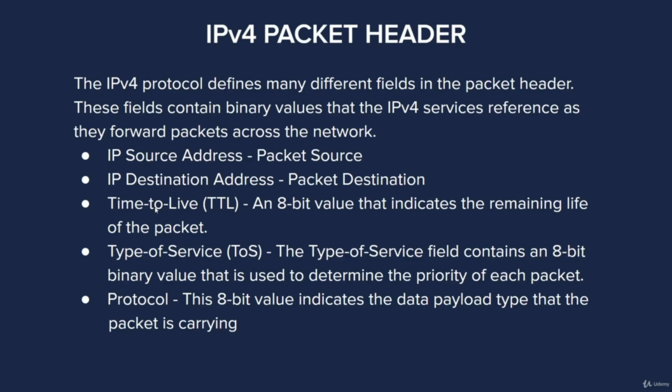You then have the type of service, right? The type of service, again, is an 8-bit binary value that is used to determine the priority of each packet. You then have the very important field here, which is the protocol field. This is an 8-bit value that indicates the data payload type that the packet is carrying. So are you carrying TCP, UDP, etc.? These are the important fields you need to be aware of.